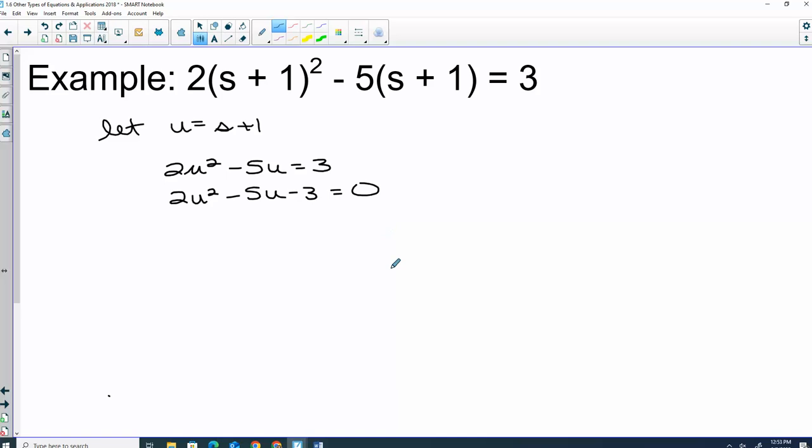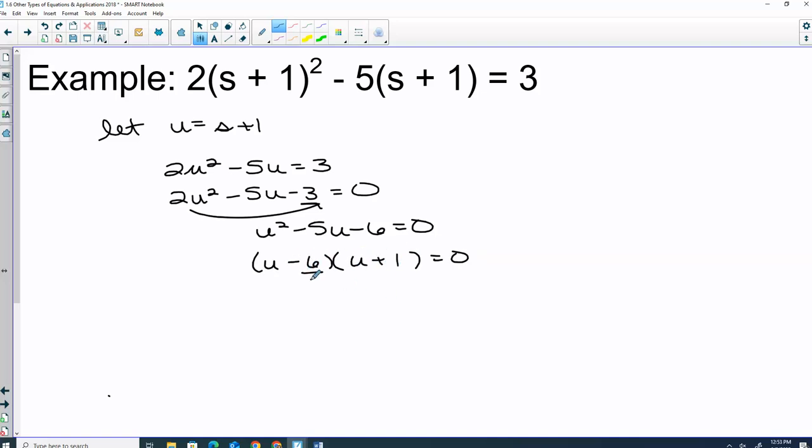Subtract over the 3. What do we do now? Slip and slide. What multiplies to -6 and adds to -5? And then remember, we started off multiplying the 2, so we divide the 2 back. So we get u to be 3 and -1/2. Is that okay? Are we done?